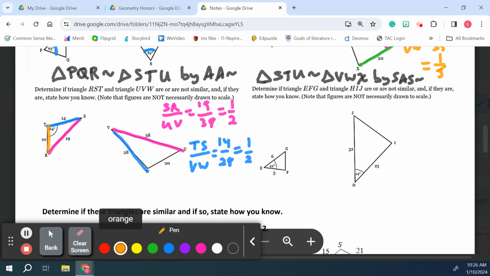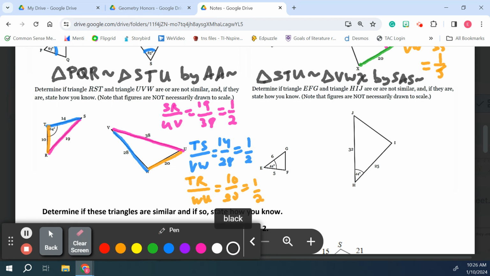So here's 10. Here's 20. So this is going to be TR over WU, which is 10 over 20, which is actually 1/2 also. So without a doubt, these are similar. So we're going to have triangle RST is similar to triangle STU by side, side, side similarity. How we doing? Pretty good?